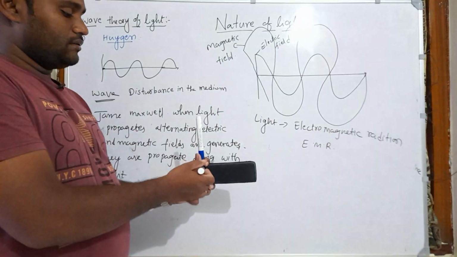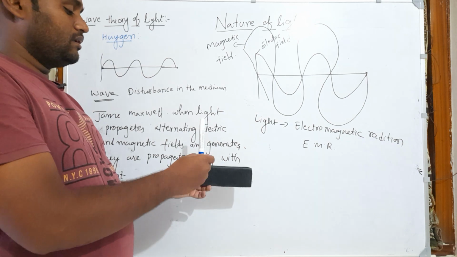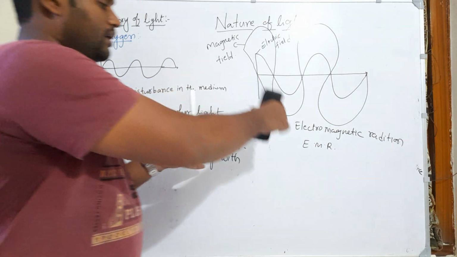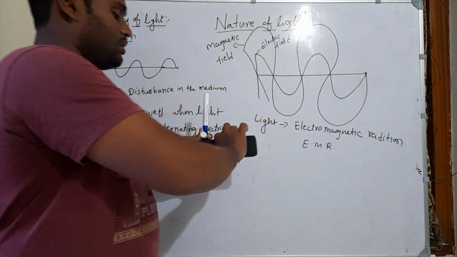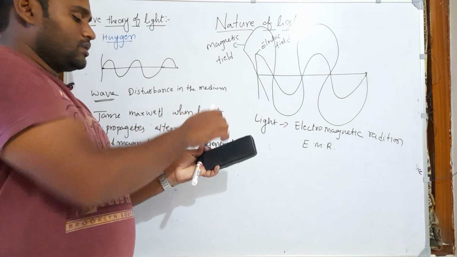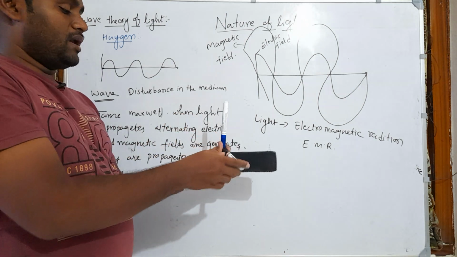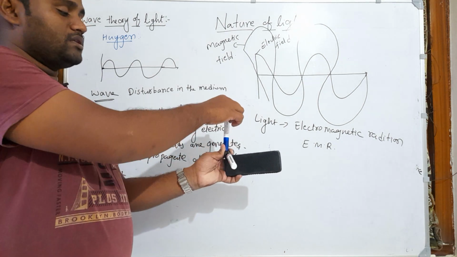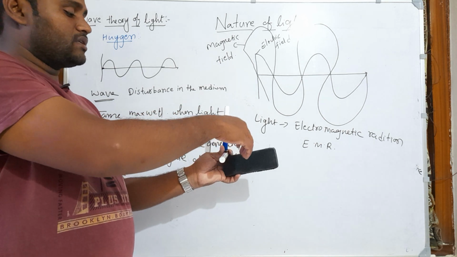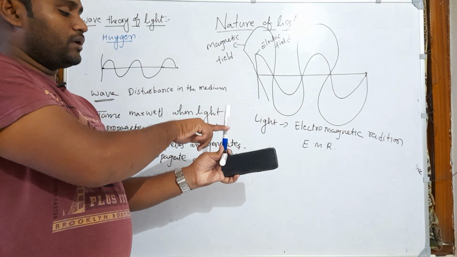Let us consider the duster as the light wave. It is making waves and propagating from this source, and alternating electric and magnetic fields are generated here. Let us consider this black marker as the electric field and this as the magnetic field. These alternating electric and magnetic fields are generated. How are they? They are perpendicular to each other.